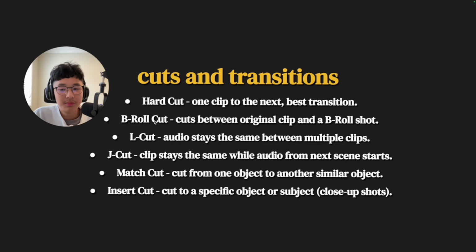The next one is a B-roll cut, which cuts between an original clip and a B-roll shot, which I like to do as well. I like to use B-roll cuts in most of my short form videos, but with long form, not too much. The third transition is the L cut, which is where the audio stays the exact same between multiple clips. So for example, a voiceover. Next is the J cut, which is where a clip stays the same while audio from the next scene starts.